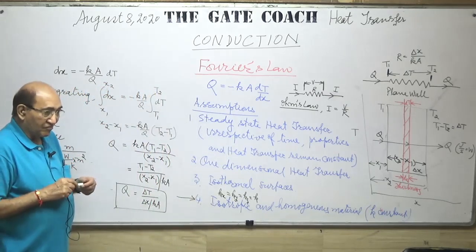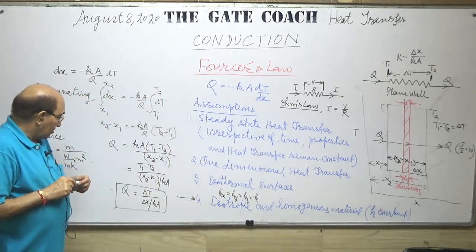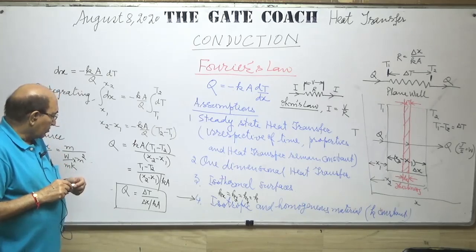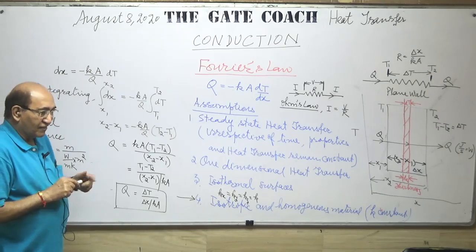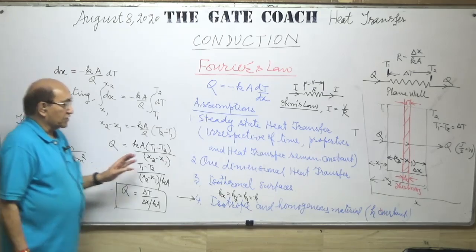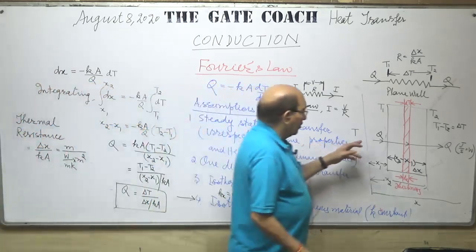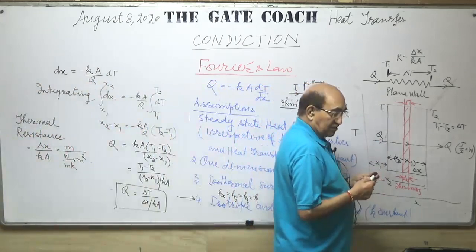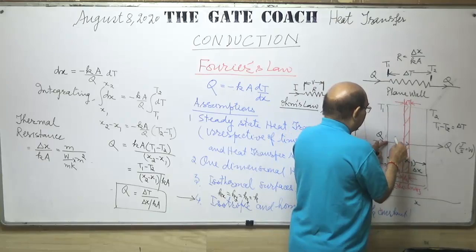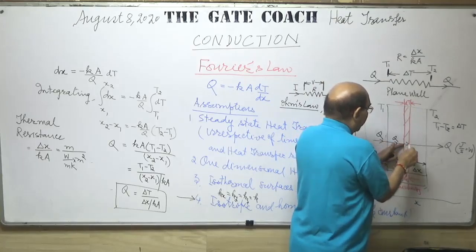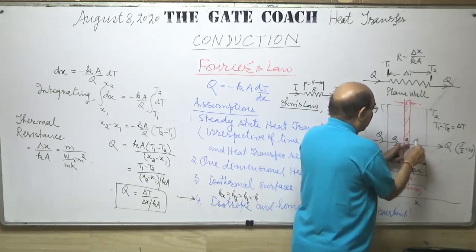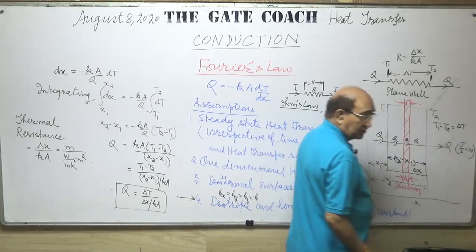Sir, he is saying that delta T will be negative. Which delta Q will it be? Q is constant. Whatever enters from here, the same passes through this thickness, same passes through this thickness, and goes out.